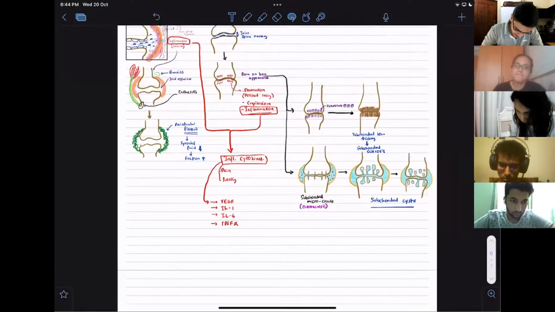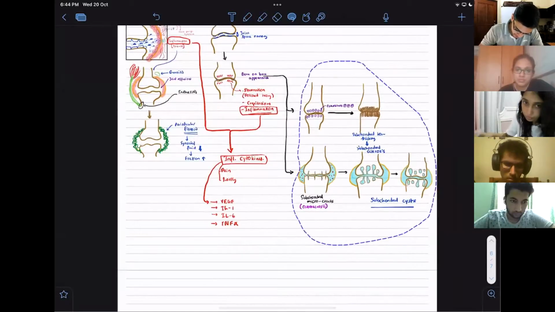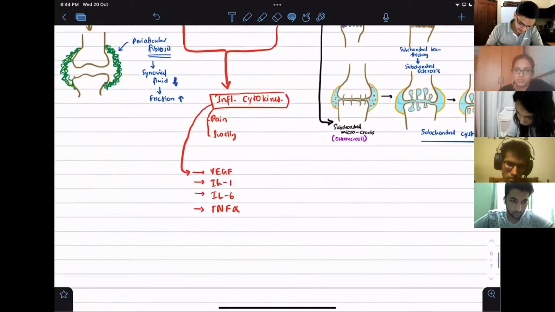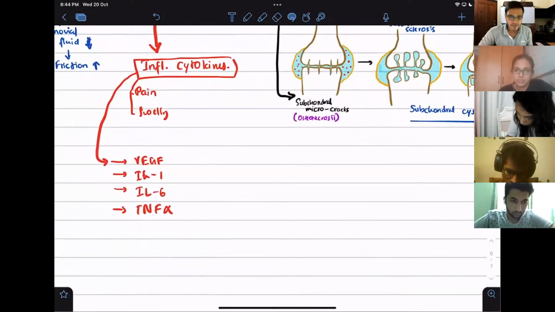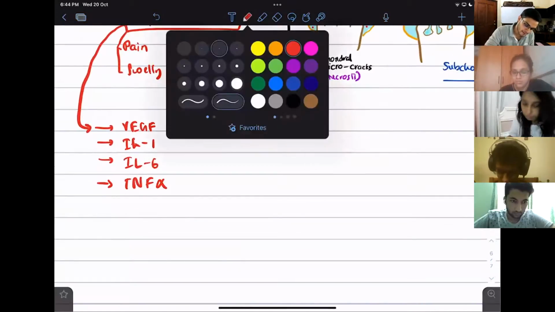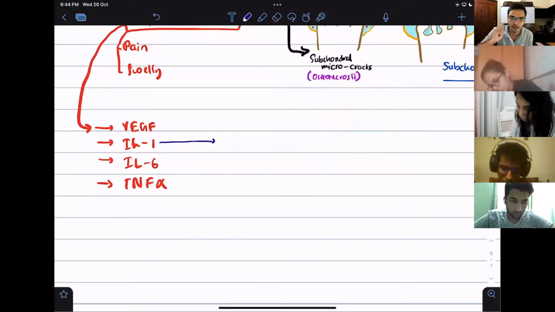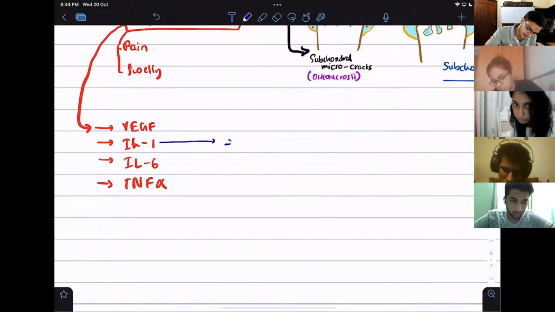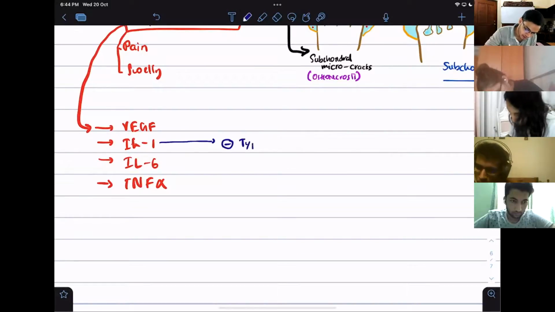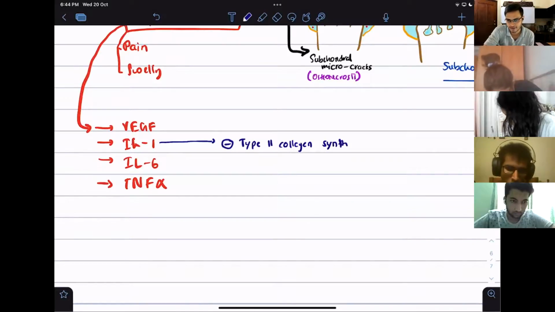Look at this. Let me make this fill a little bit. You all can keep the drawing, no problem. Okay, look at this, guys. This interleukin 1 will keep vascular endothelial growth factor for a while. Interleukin 1 has a direct effect on chondrocytes, and it can inhibit collagen. Type 2 collagen synthesis can be inhibited.